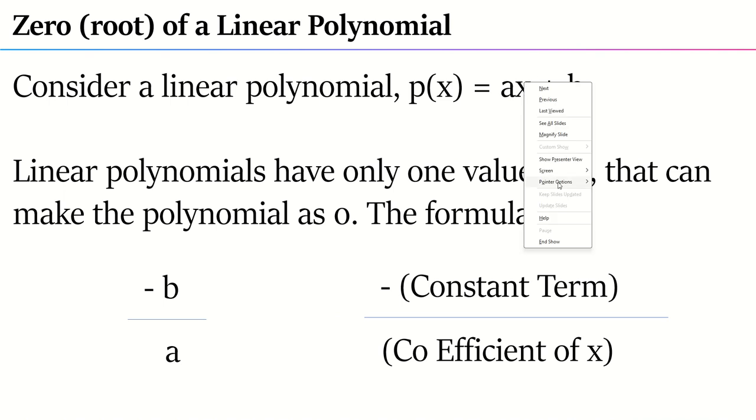A polynomial whose power over the variable is 1. So in this example, let us consider the linear polynomial p of x is equal to x plus b. Linear polynomials have only one value of x for which p of x becomes 0, which means there is only one zero for the polynomial.